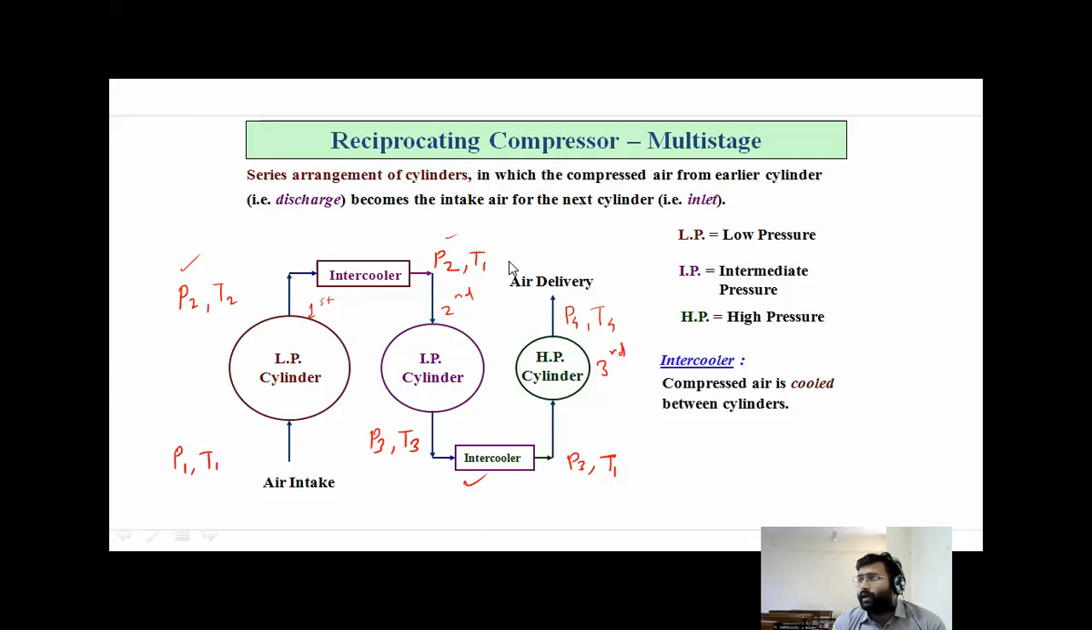Okay, now let us understand the indicator diagram for this multi-stage compression. What's the series arrangement of cylinders? So what is multi-stage? Series arrangement of cylinders. So that word is very important, series arrangement. Okay, so there are two arrangements, series and parallel. Series arrangement of cylinders.